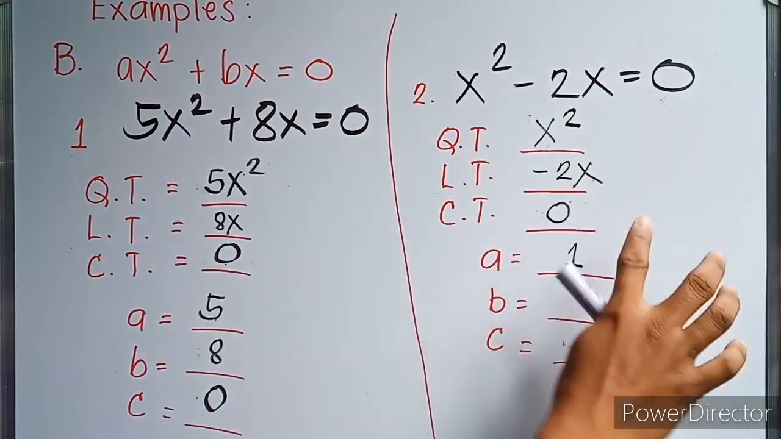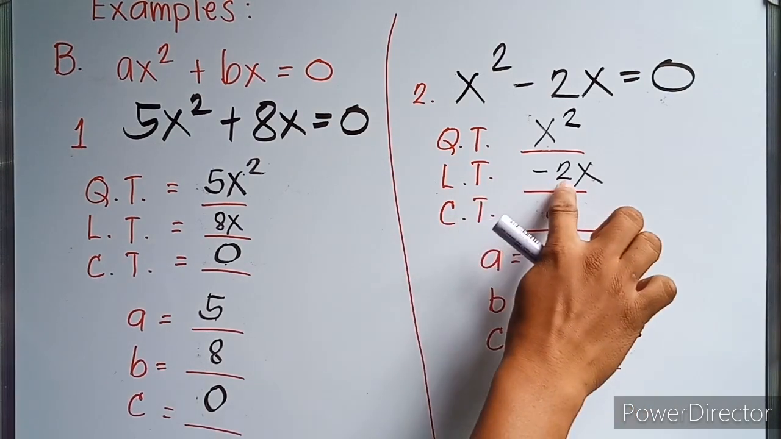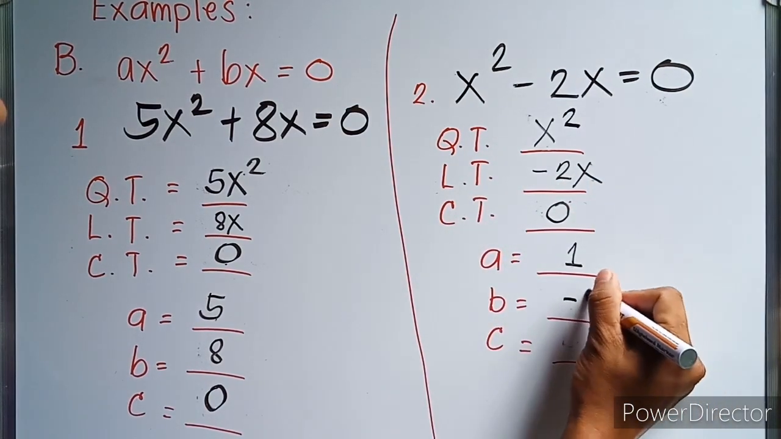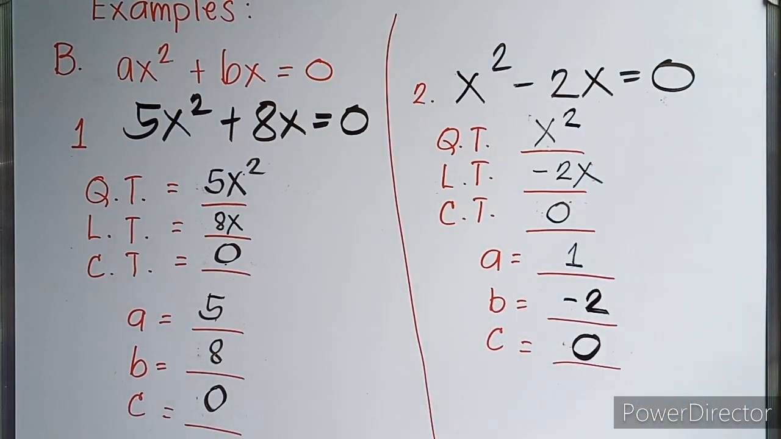Okay. Then how about for our coefficient b? So we have negative 2. And for our constant, it will be 0.